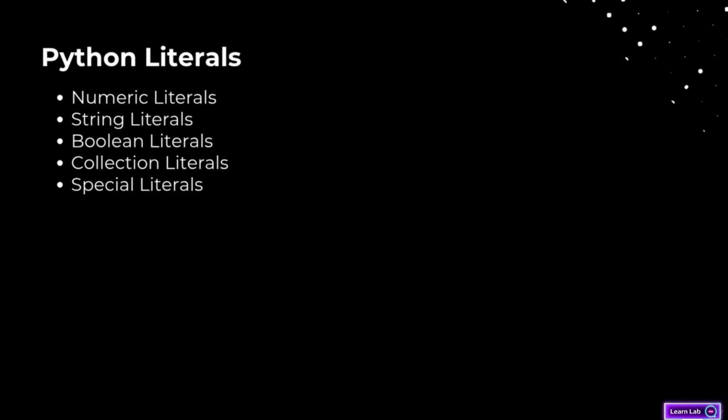Understanding the use and behavior of these literal types is essential for Python developers, as they form the foundation of effective programming. Let us see them one by one in detail. The first one is numeric literals. Numeric literals in Python represent values involving numbers, as the name implies. They can be assigned various numeric values and are further classified into three main categories.